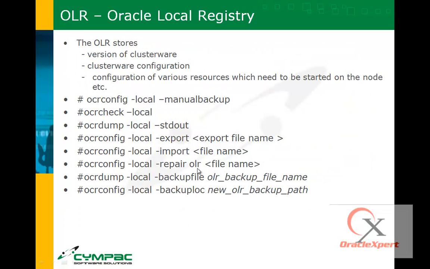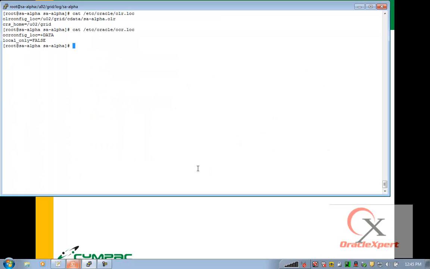What information does OLR store? It stores the version of your Oracle Clusterware, the clusterware configuration, and the configuration of various resources which you need to start on that particular node. Everything is automatically registered into the OLR. Given that if my OLR is missing I cannot even start up my cluster, it is a good idea to take a periodic backup of it. To take a manual backup of OLR, you can run the command ocrconfig -local -manualbackup.